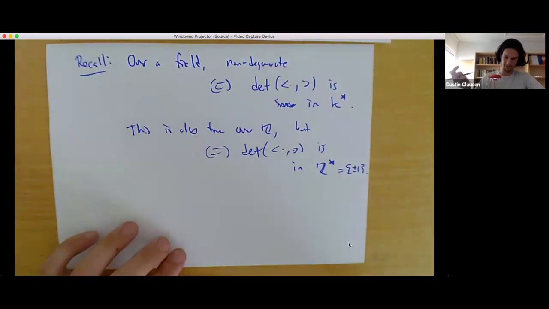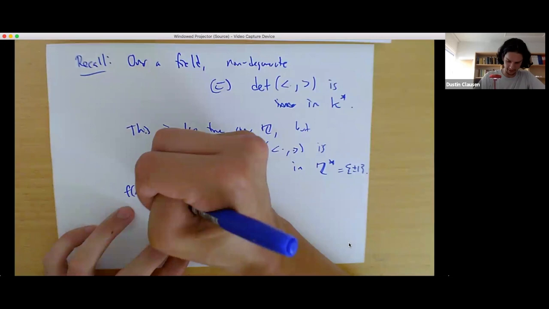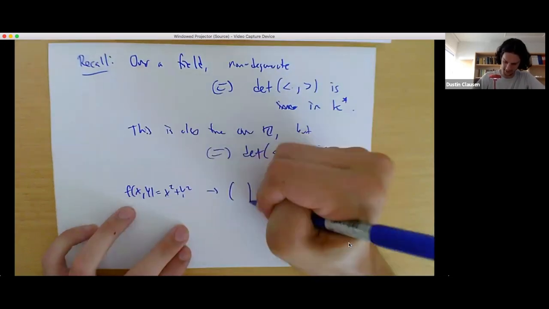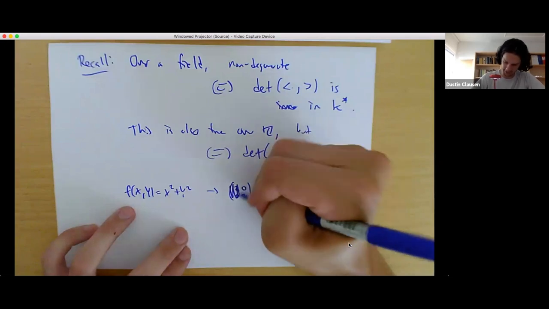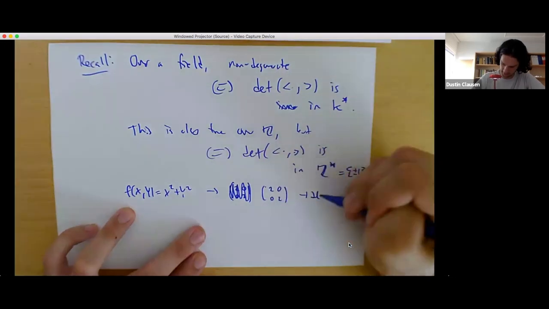For example, if you look at the matrix for f(x,y) equals x squared plus y squared, you actually get, I think, 2, 0, 0, 2. Yeah, that's right. And that means the determinant is equal to 4.